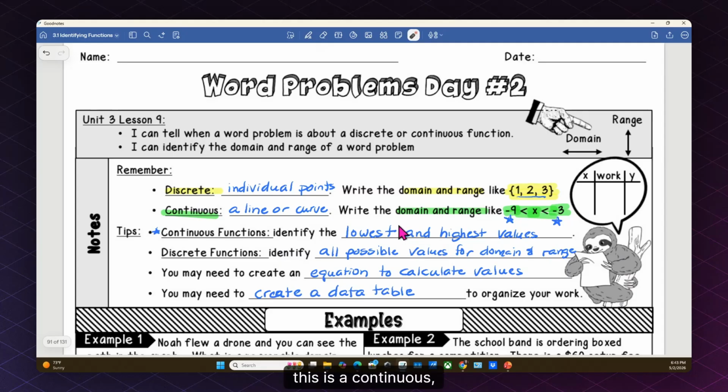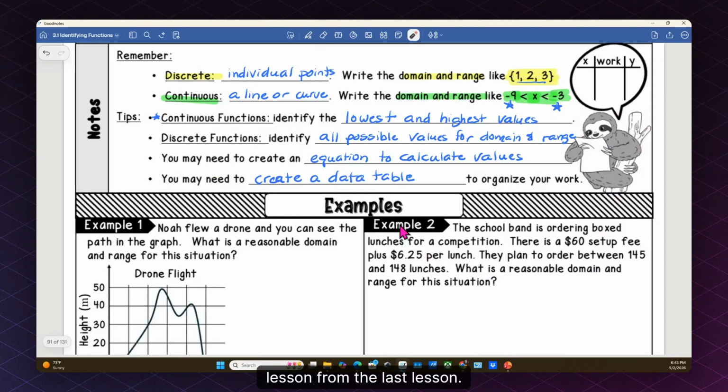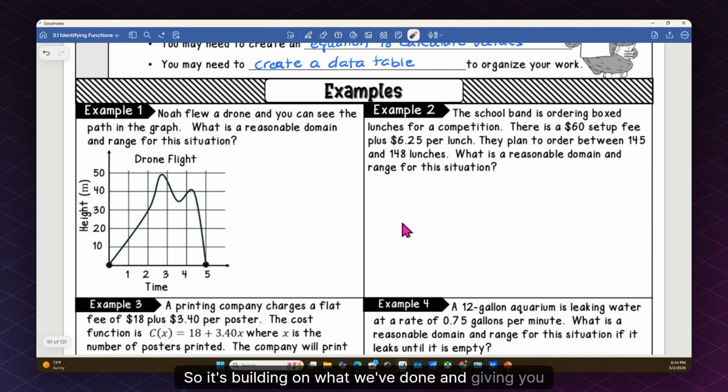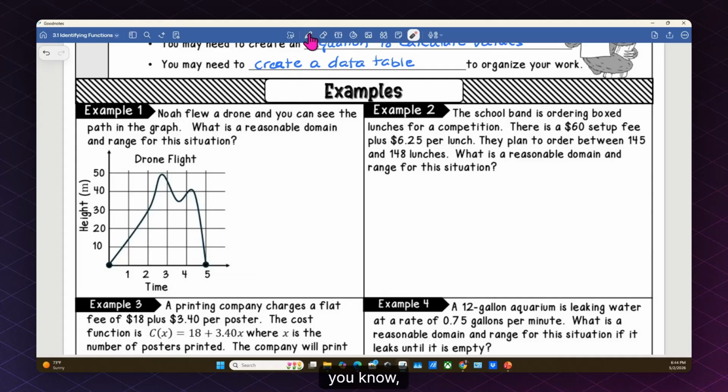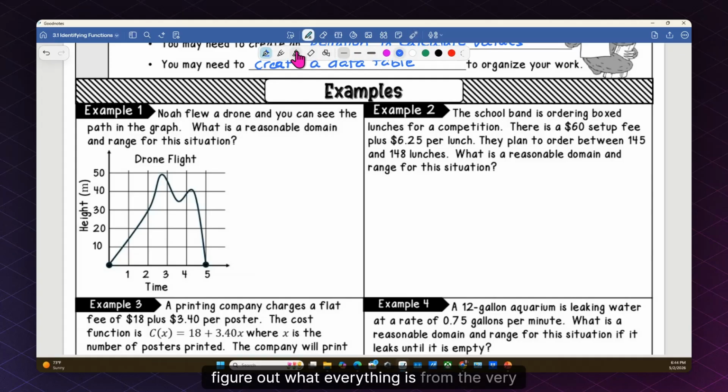And again, this is a continuation from the last lesson, so it's building on what we've done and giving you more practice. So if you need more help getting oriented to what this topic is, I would step back and go to the prior lesson and see if that helps you figure out what everything is from the very beginning.